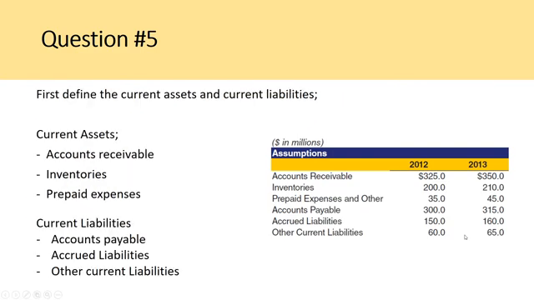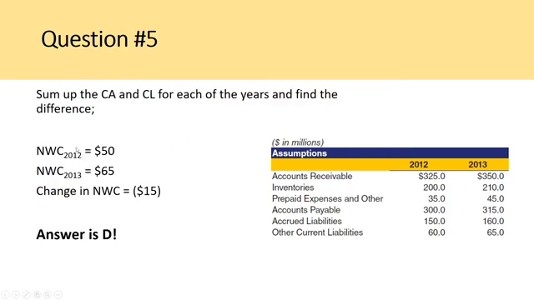So what we can first do is first define the current assets and current liabilities. So the accounts receivable, inventories, and prepaid expenses would be considered current assets, and the accounts payable, accrued liabilities, and other current liabilities would be considered current liabilities. We can then sum up those values for each of 2012 and 2013 to get net working capital, and then take away. So the difference between non-cash current assets and non-interest-bearing current liabilities is net working capital. And net working capital in 2012 is $50, and then net working capital in 2013 is $65, right?